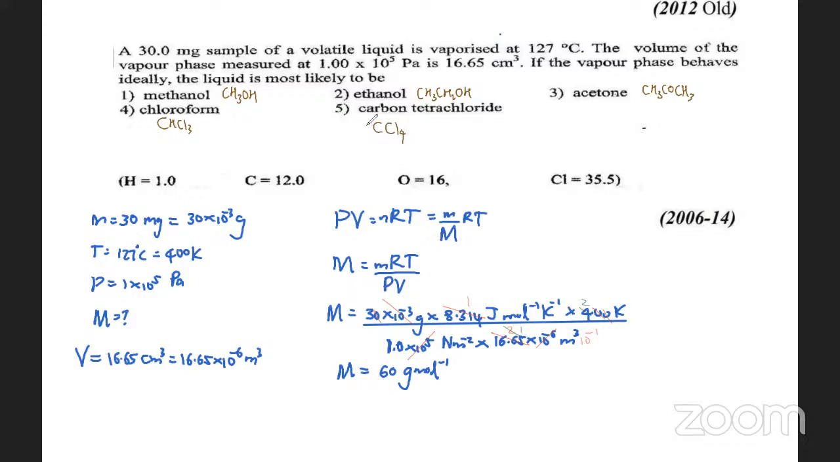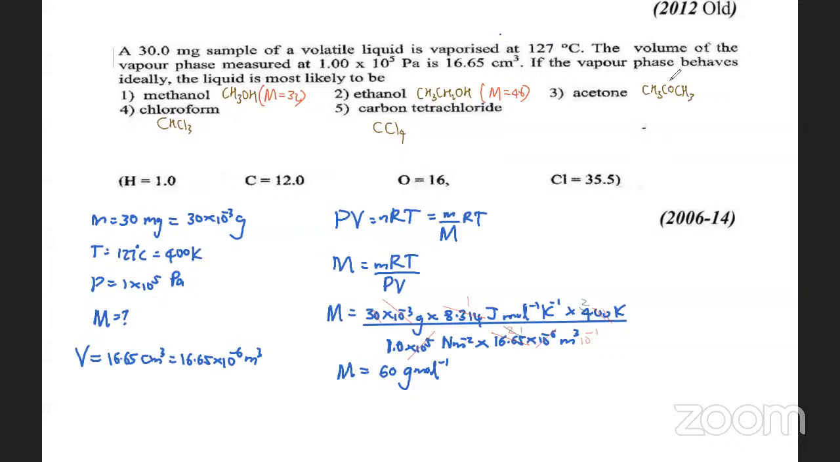Which one do you think matches this molar mass the most? For the first one, if you take the molar mass, carbon 12, hydrogen 4, that is 16, plus oxygen 16, 32. First one is 32. For ethanol, there are 2 carbon atoms, 24, 1 oxygen atom 16, 24 plus 16 is 40, and then 6 hydrogen atoms. So I'm getting 46, people.